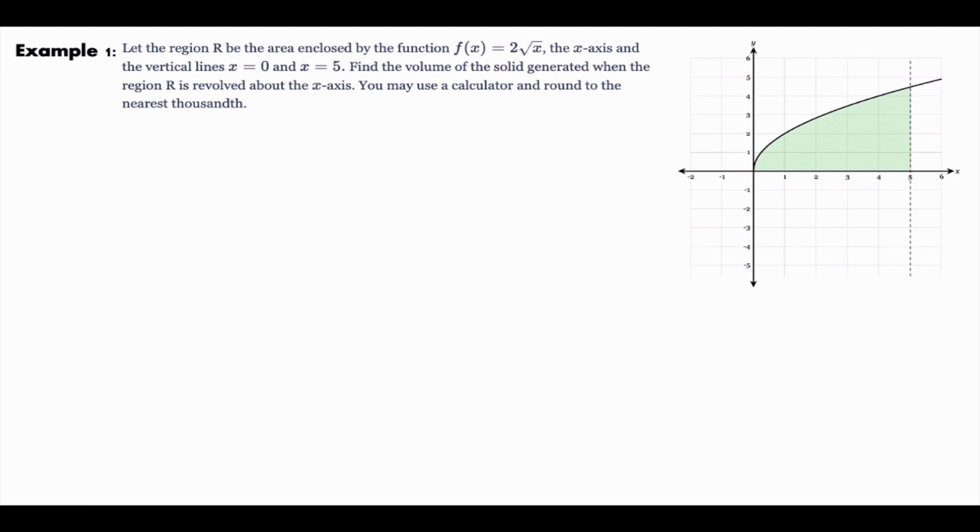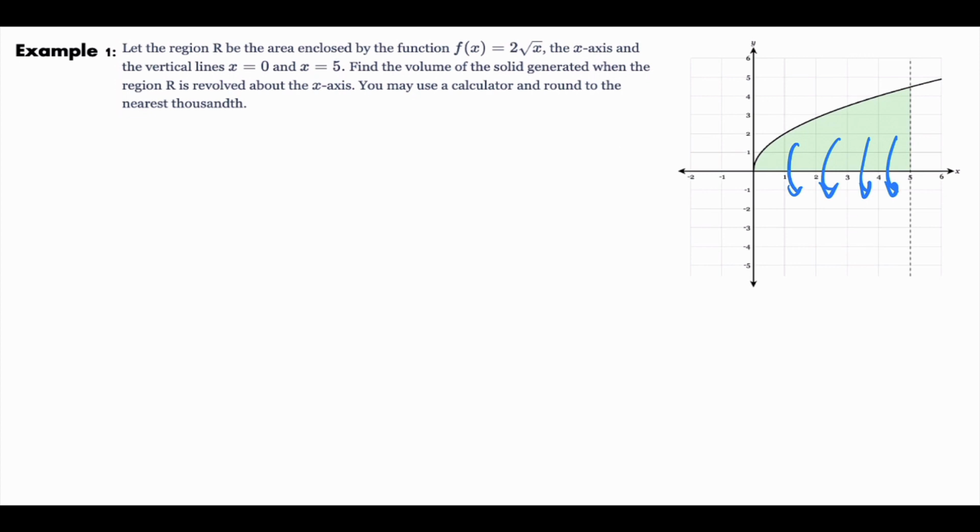Okay. So let the region R, that's the green stuff, green on mine, not on yours, the shaded part, be enclosed by the function f of x equals 2 times the square root of x, the x-axis, and the vertical lines x equals 0 and x equals 5. Find the volume of the solid generated when R is revolved around the x-axis. So this green area on mine is going to revolve around the x-axis.